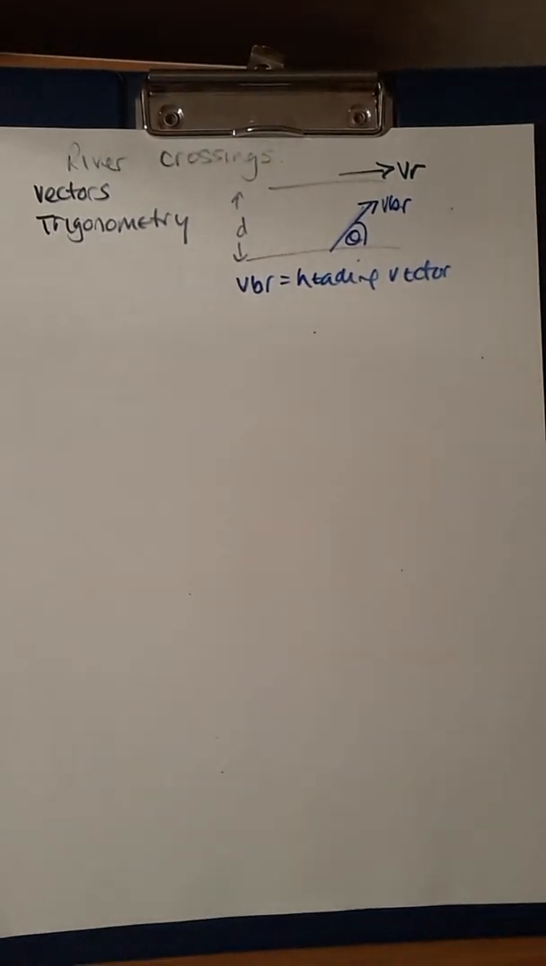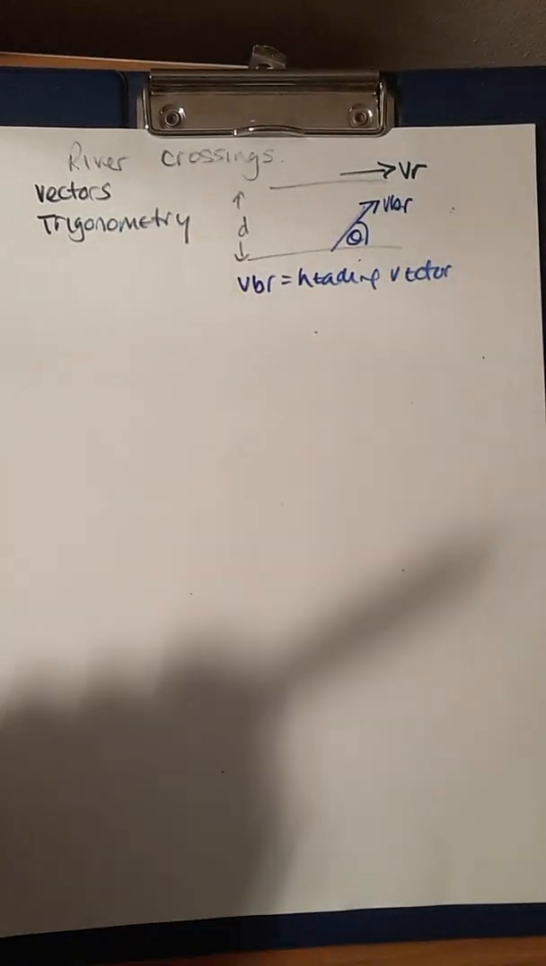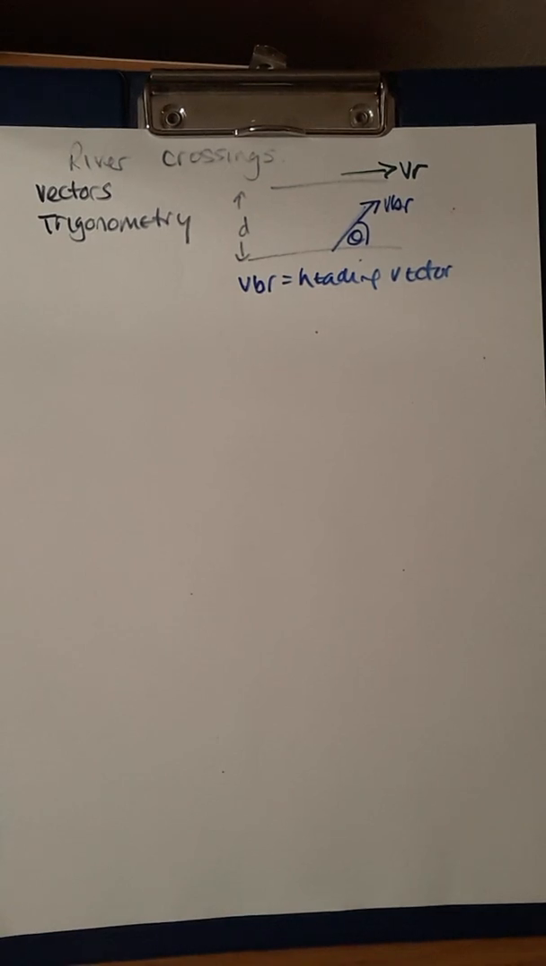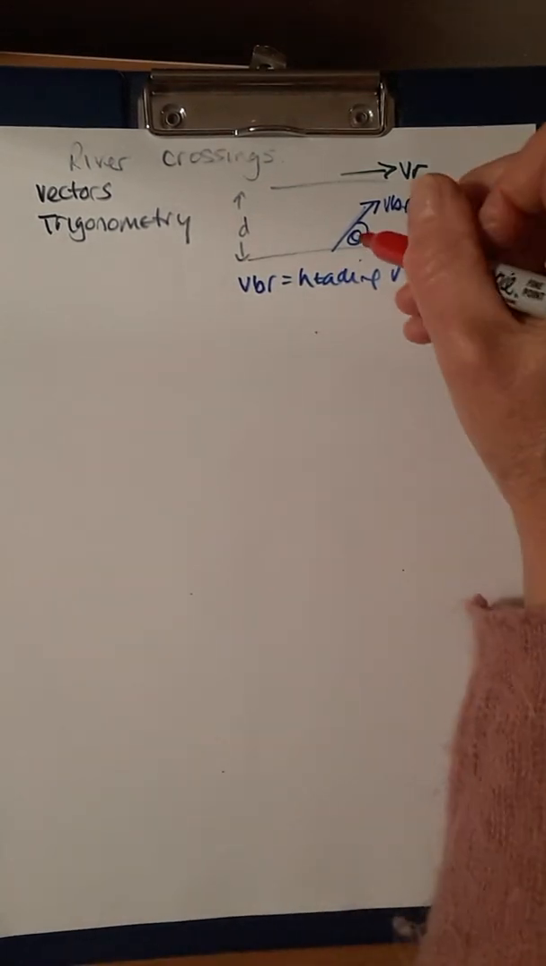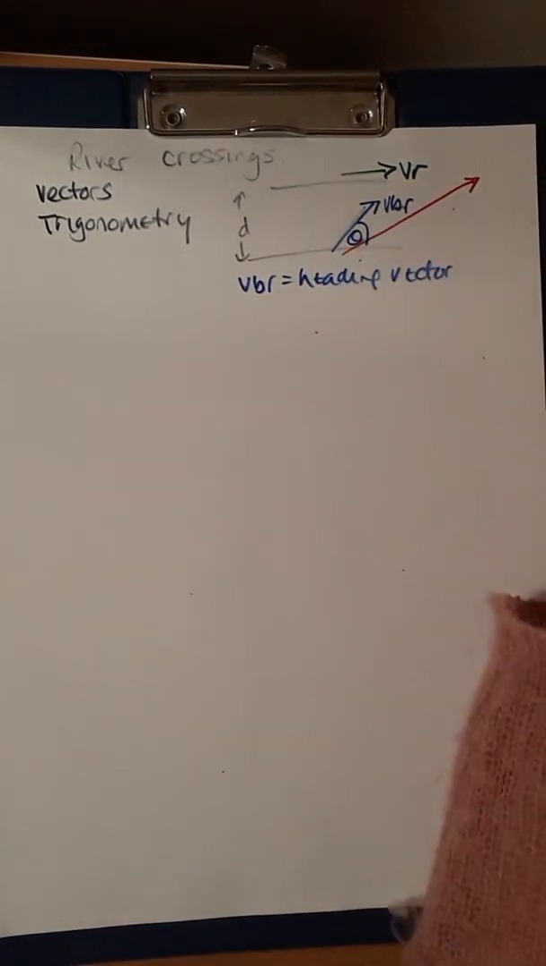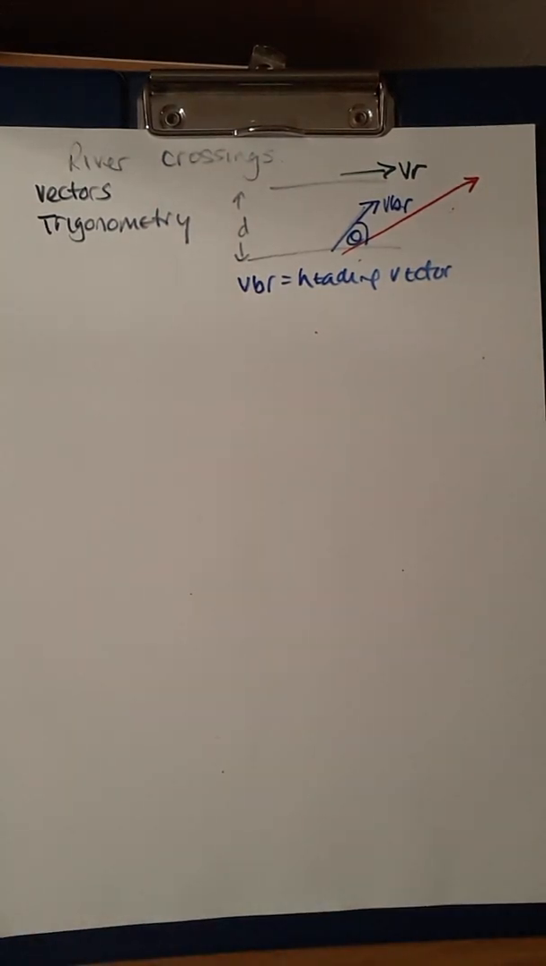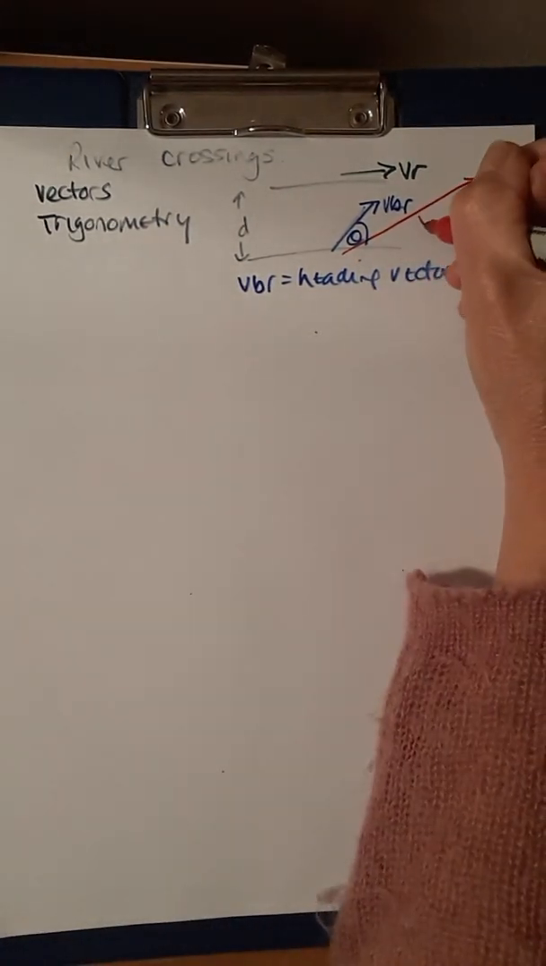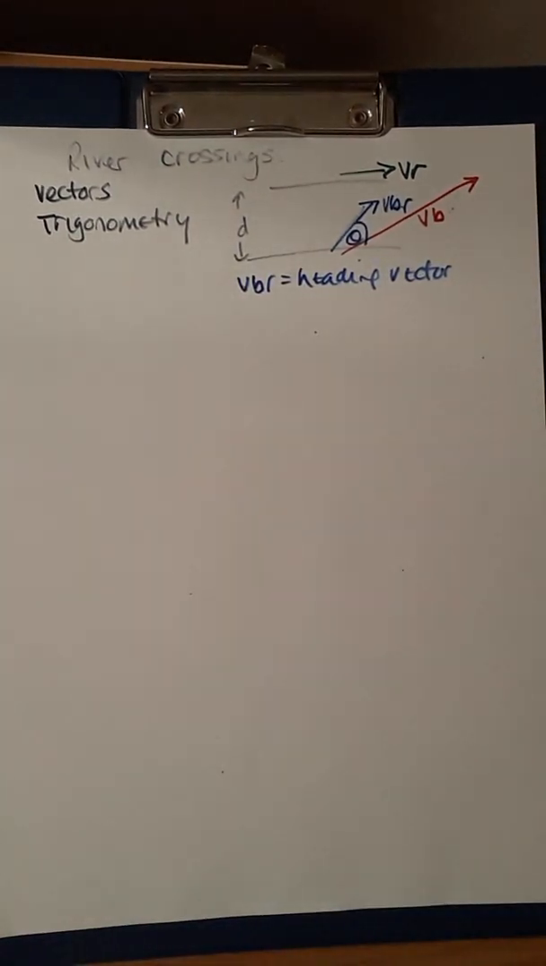Now when you do that, if you start here and you head across, the river's pushing you downstream, so what actually happens is you end up over here somewhere. So that's your actual velocity. I'll call that the VB. That's the actual velocity. Okay, so three things to consider there. Your heading velocity vector, the blue line, the actual velocity, the red line, and the green vector, that's the river current.